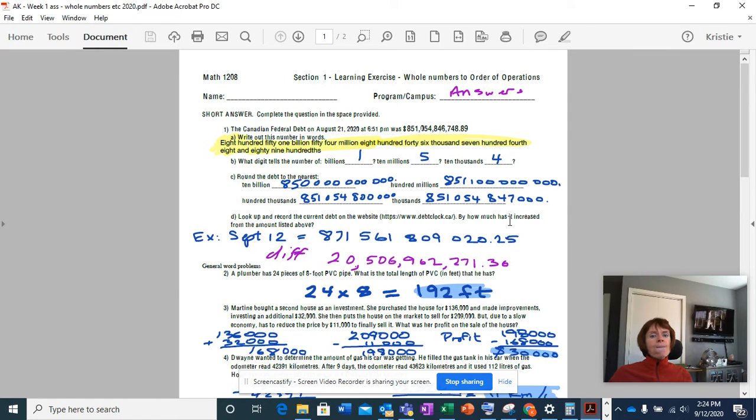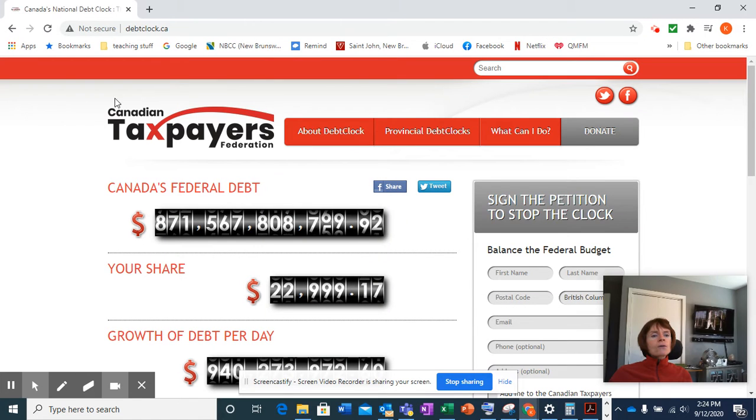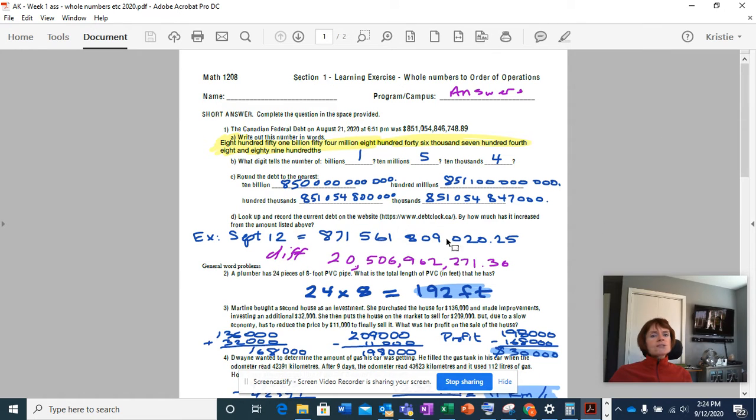The debt clock. Today I'm going to show you my screen real quick. The current debt clock right now, 871,567,000, and so on. So that's changed. I did the answer a few minutes ago. Roughly $21 billion more in, say, like 20 days. $20 billion.